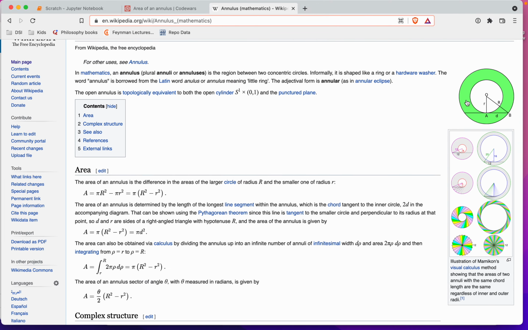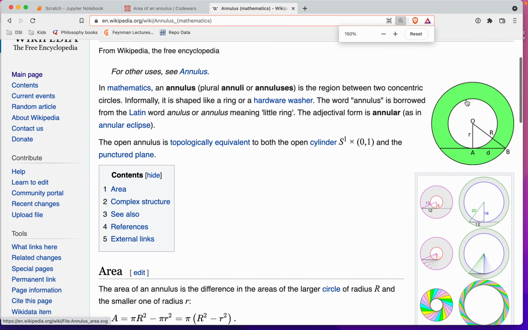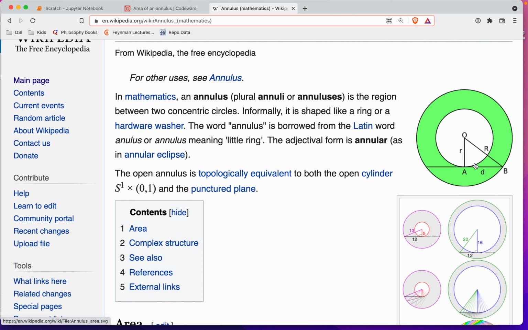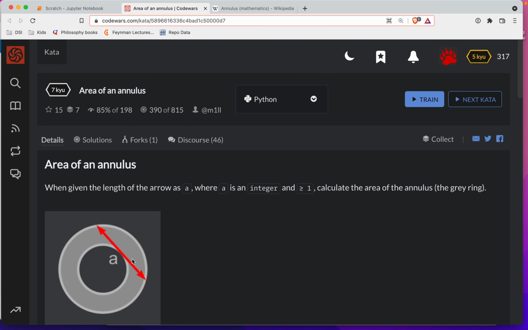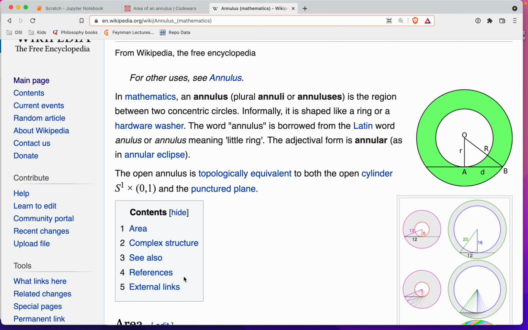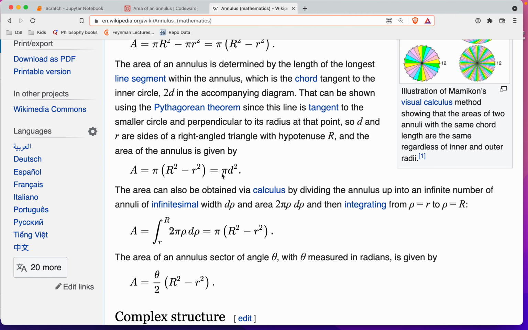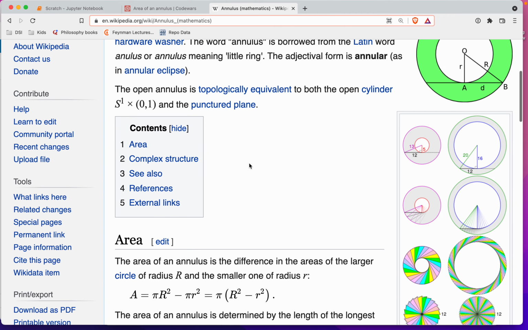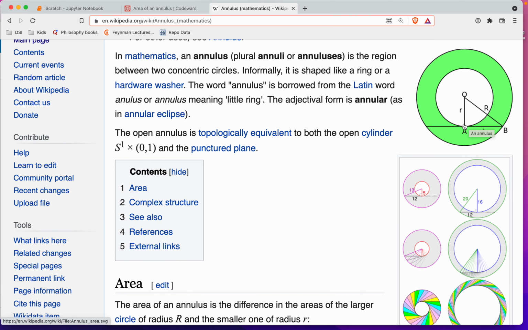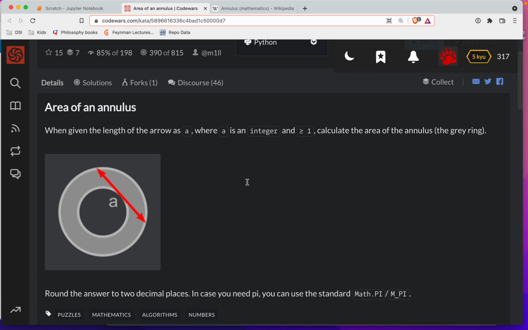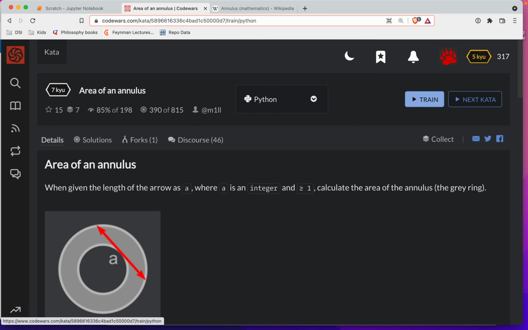And so you see here, I'm going to zoom in on this so you can see it in the video. All right, so you've got the arrow here, or basically this line here, the capital A sort of represents the arrow that we're looking at. Those two are the same thing. So what they're saying in the formula here is that if you do pi d squared, d is half of that little arrow there. So that will give you the area of the annulus. I didn't know that. So a little bit of Googling and we got the solution. So we can use that to solve the challenge here.